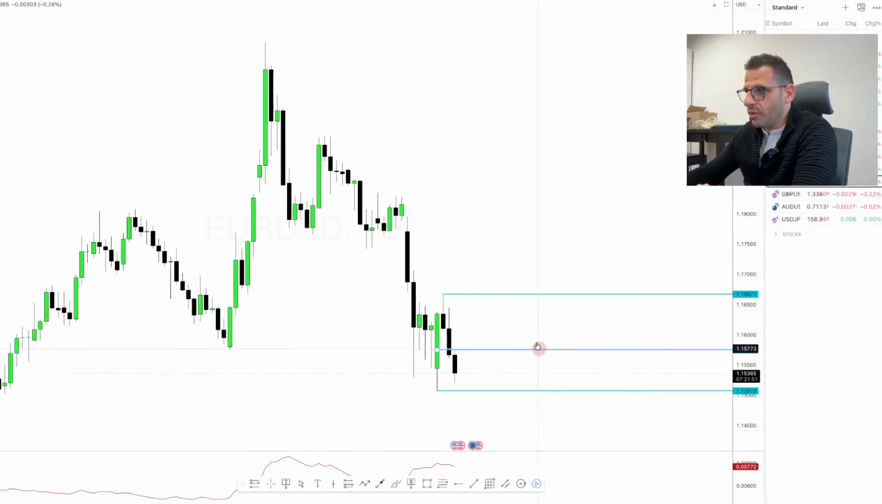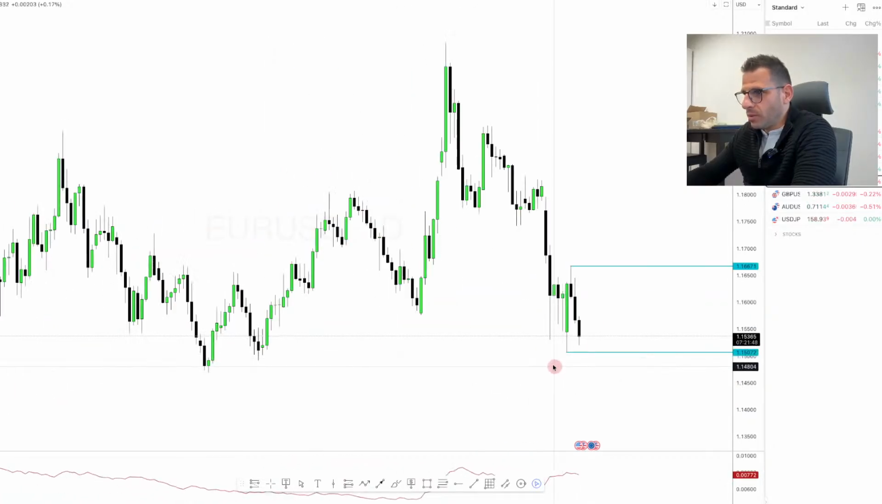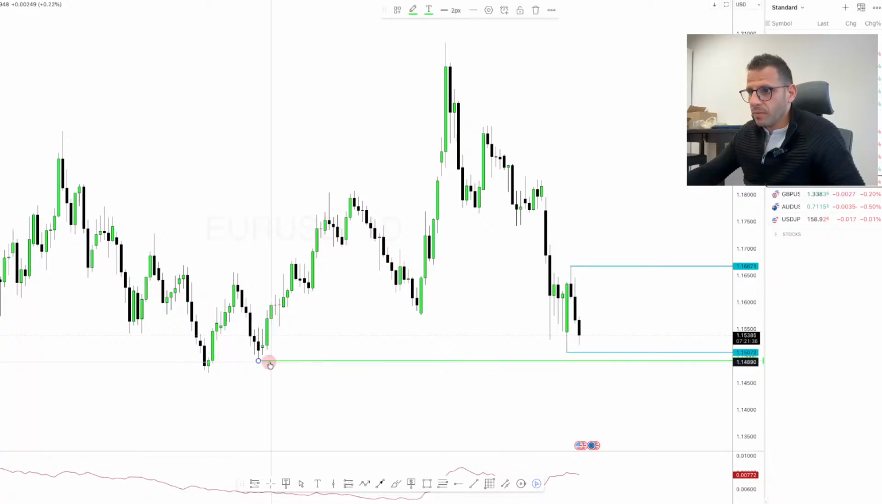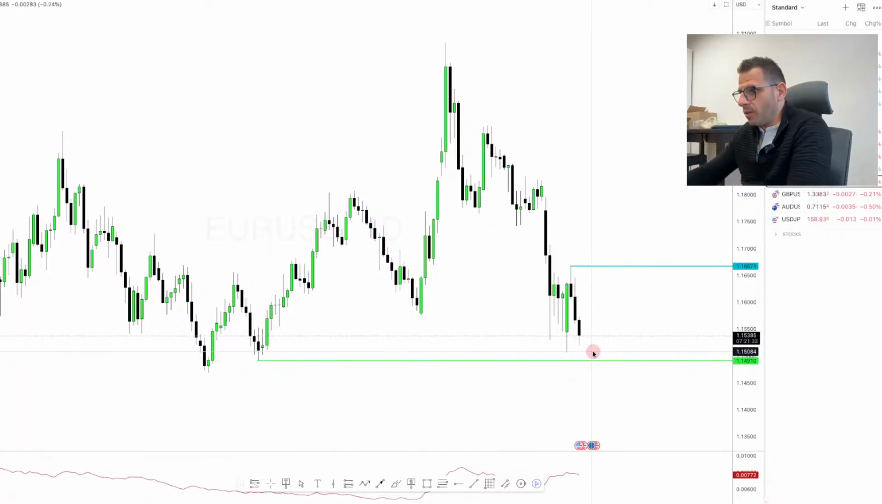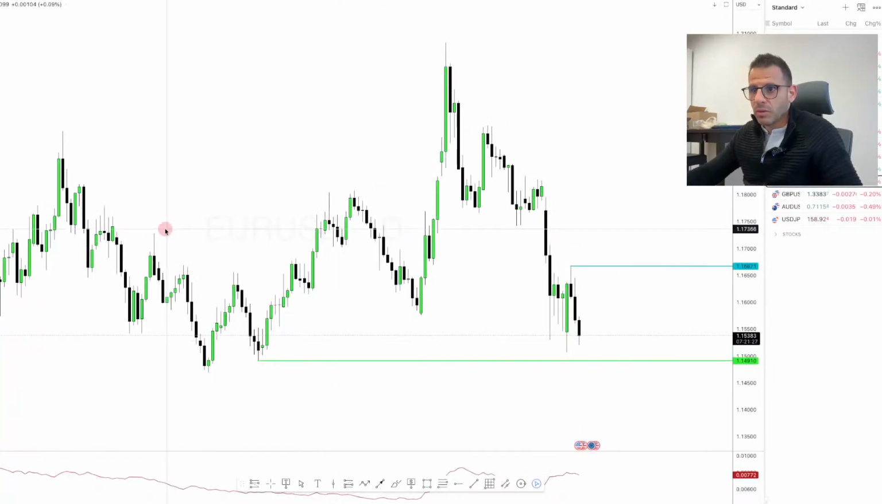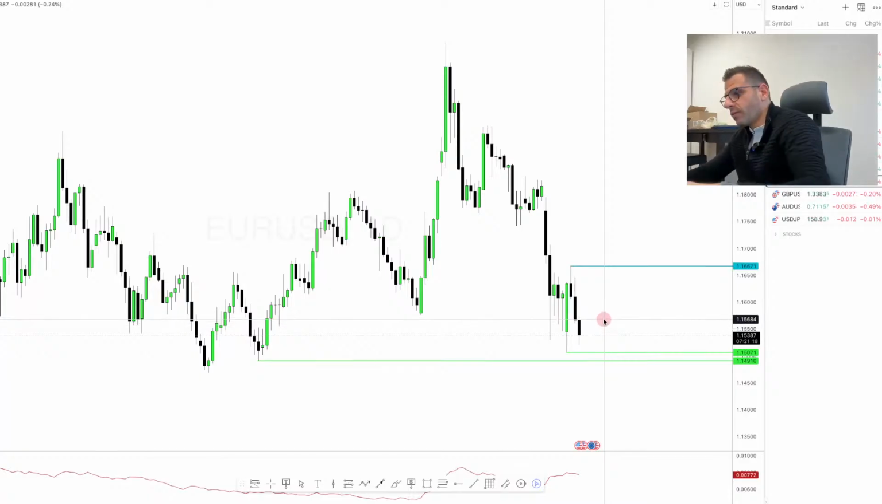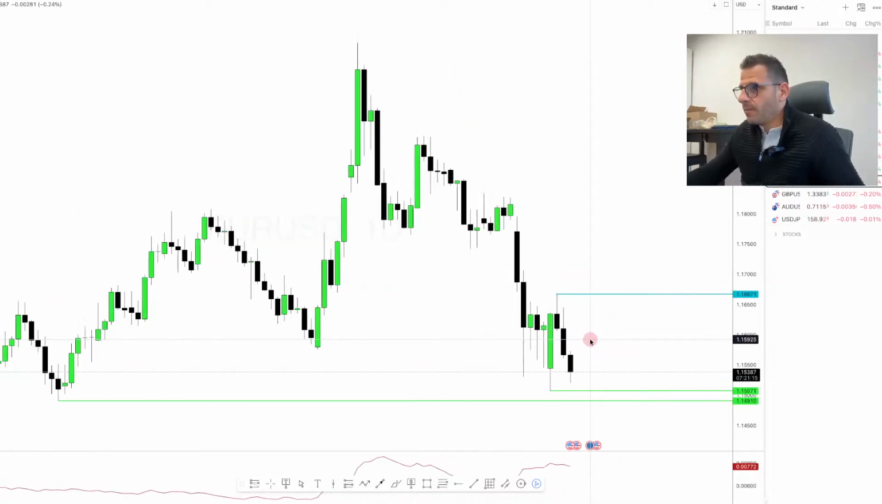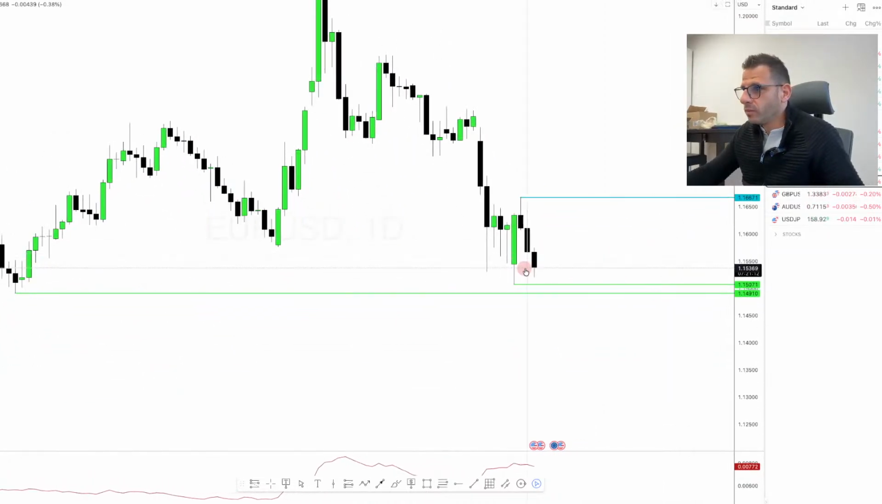Daily chart, euro, US dollar, guys. So here we can see a key support at this point. Price is very close to that one. At this support, we can see a lot of buyers stepping in.